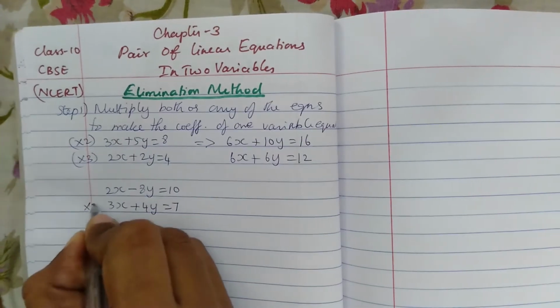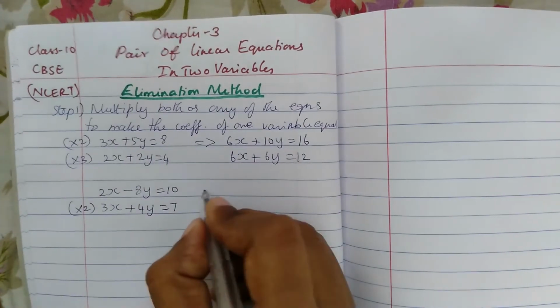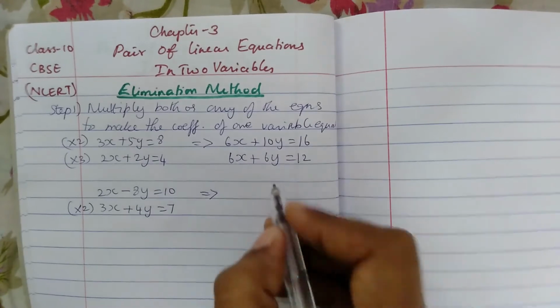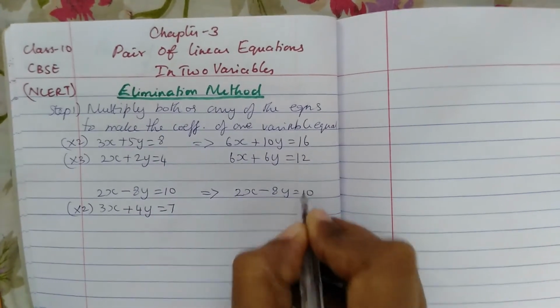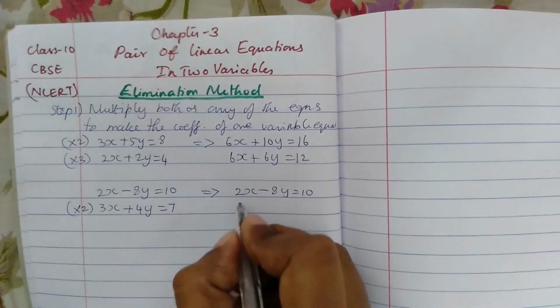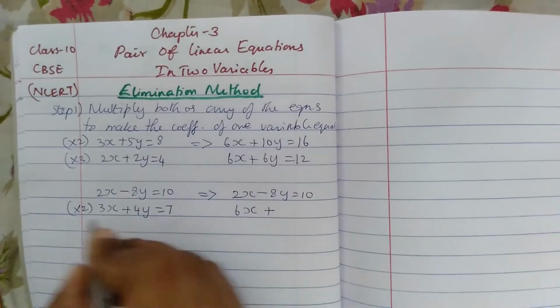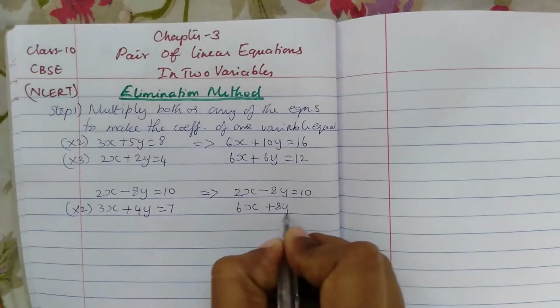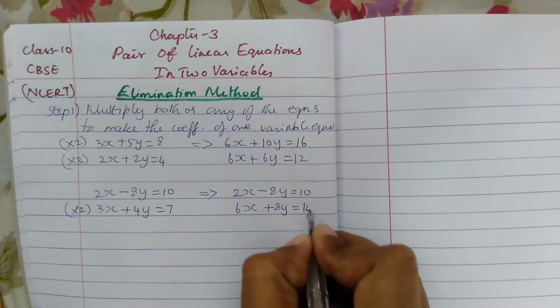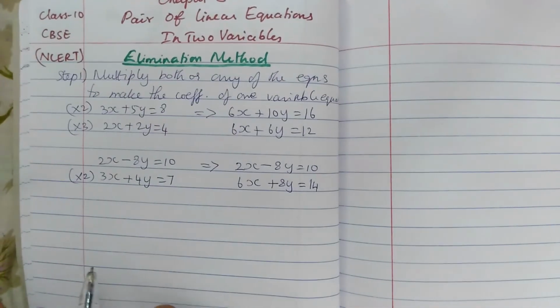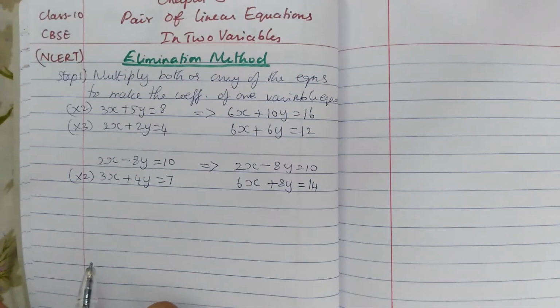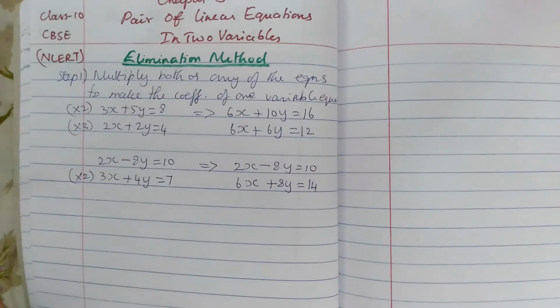So here I can multiply this by 2. So this equation remains the same, 2x minus 8y is equal to 10, and this becomes 3 2s are 6, 6x plus 4 2s are 8y is equal to 7 2s are 14. This will be my next set of equations. Okay, now that was step 1.